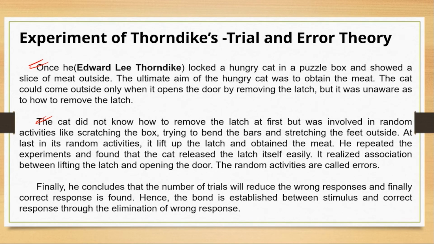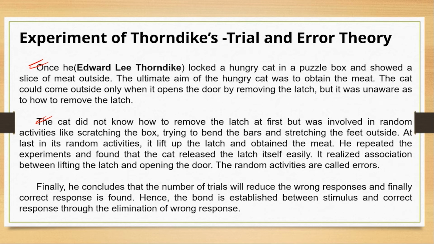Now, when this experiment was repeated several times, there was a very small number of wrong attempts. And finally, after many more times, it was very easy for the cat to realize that by lifting up the latch, it could come outside easily and obtain the meat. So, repeated experiments reduced the number of trial and error, and the repetition also led to the establishment of a strong bond between stimulus and correct response through the elimination of wrong response. So this was Thorndike's trial and error theory experiment.